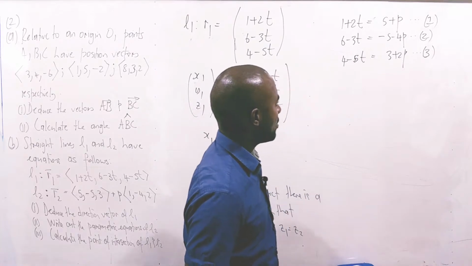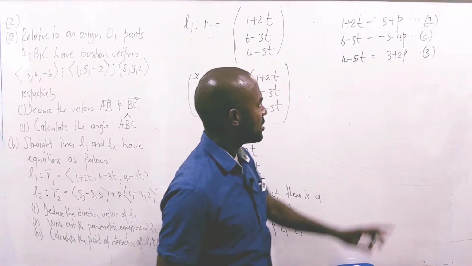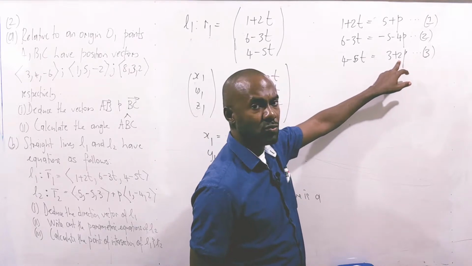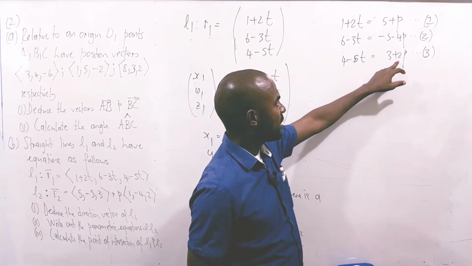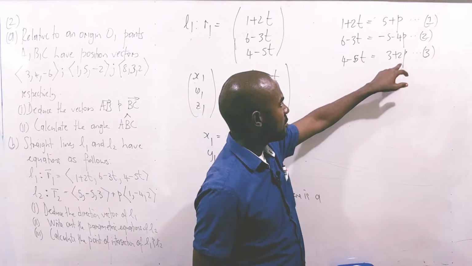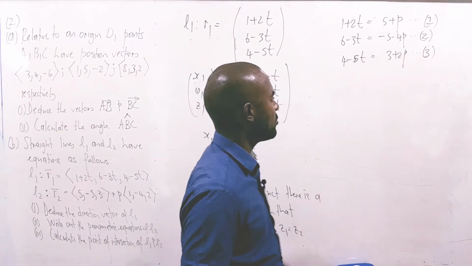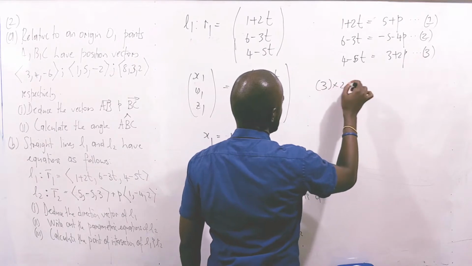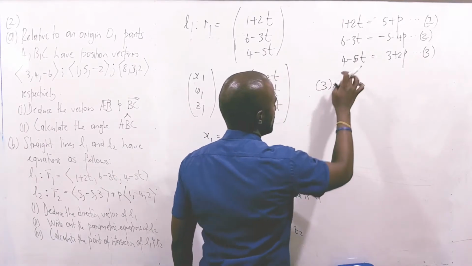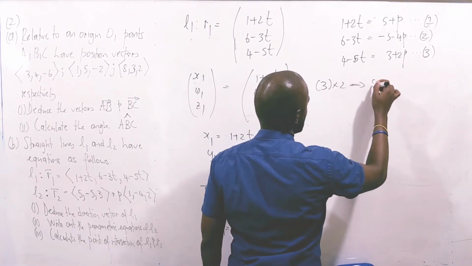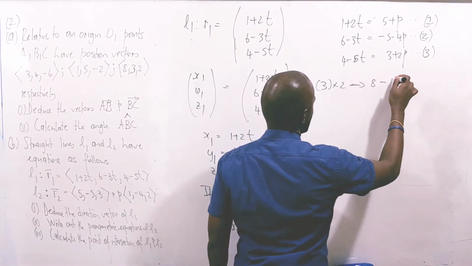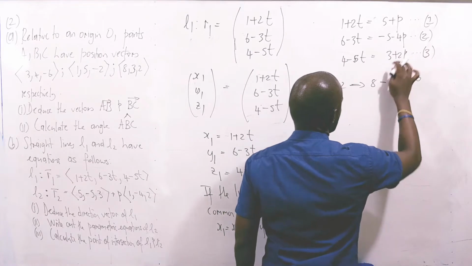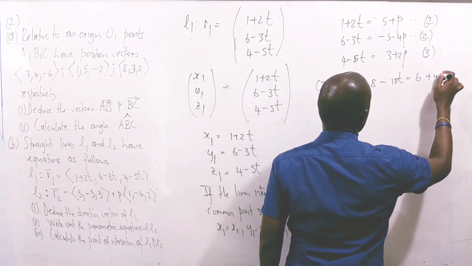So if we want to solve the two equations simultaneously, we can eliminate p if we multiply equation 3 by 2. Multiplying equation 3 by 2, this will become 4p. Then when you add it to equation 2, the p will be eliminated. So equation 3 times 2 gives us 2 times 4, that is 8, minus 2 times 5, that is 10t, equals 2 times 3, that is 6, plus 2 times 2p, that is 4p.